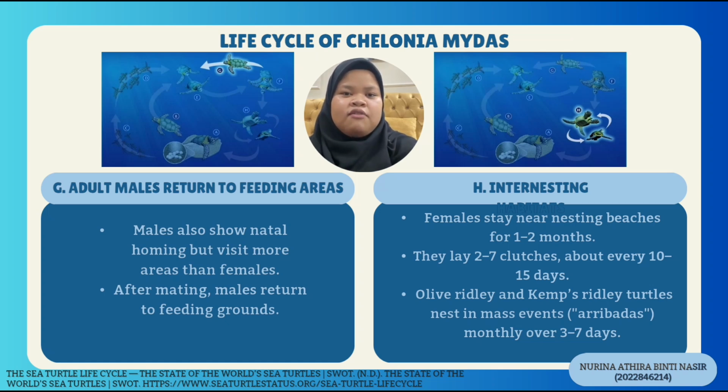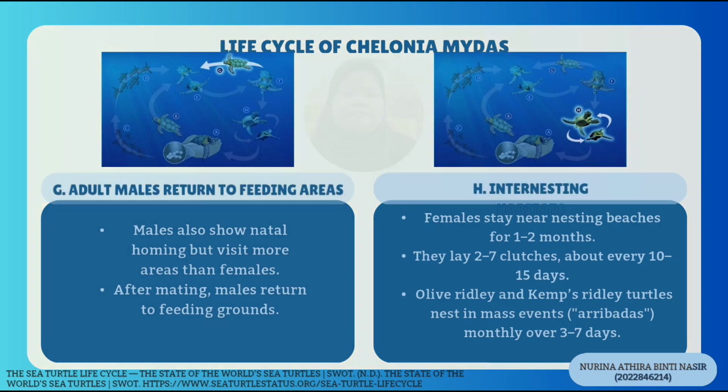And the last phase for the life cycle of Chelonia mydas is nesting habitats. During nesting season, which is 1 to 2 months, females stay near the beach. They lay 2 to 7 clutches of eggs, one every 10 to 15 days. Olive ridley and Kemp's ridley turtles nest in large groups called arribadas, which happen over a few days each month.